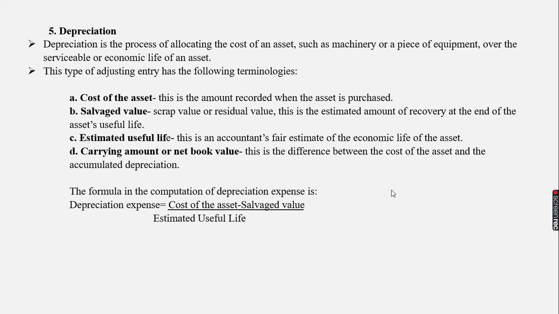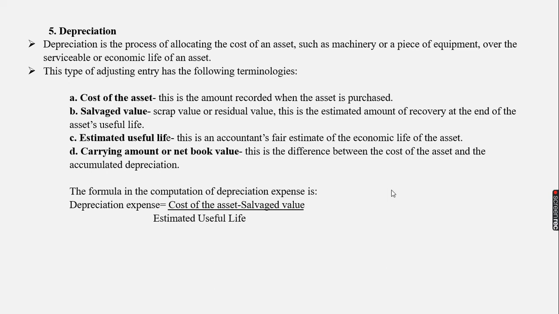So, salvage value, scrap value, or residual value. Yung matitira na value ng asset. So, this is estimated amount of recovery at the end of the asset's useful life. Okay? Estimated useful life. So, this is an accountant fair estimate. Ayan, fair estimate ng economic life of the asset. Let's say, for example, pag building yan, 10 years. 10 years useful life. Okay?